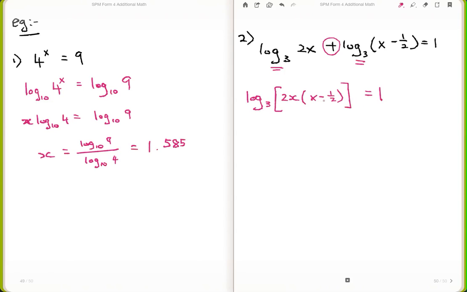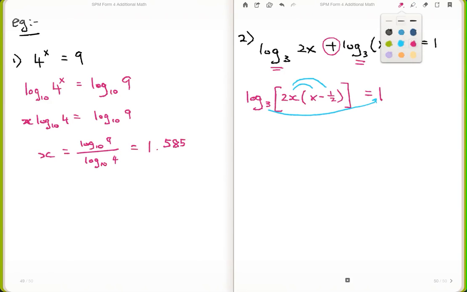This is 3, this is 1. Now you bring the 3 up. Here, this 3, you raise it up. Therefore here that would be, and then you times this number with this number, this number with this number.